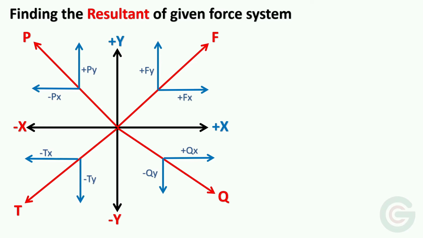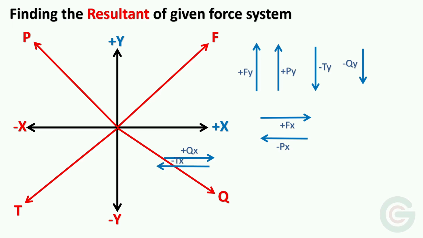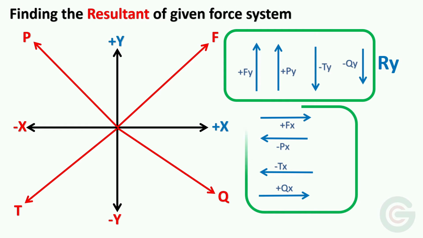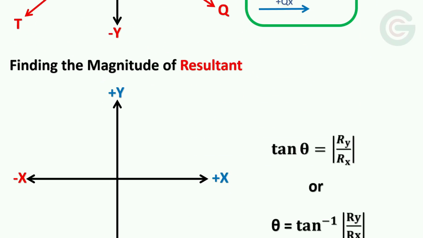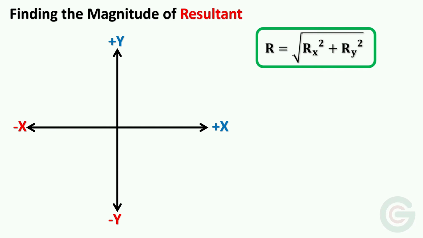So what are the vertical components here? Plus Fy, plus Py, minus Ty, and minus Qy, isn't it? And what are the horizontal components or the x components? Plus Fx, minus Px, minus Tx, and plus Qx. By simply adding the magnitudes of vertical components, we get the magnitude of the vertical component of the resultant Ry. And by adding all the horizontal components of the forces, we get the x component of the resultant Rx. And in order to find the magnitude of the resultant force, we have the simple equation R is equal to root of Rx square plus Ry square. From this we get the magnitude of the resultant force.